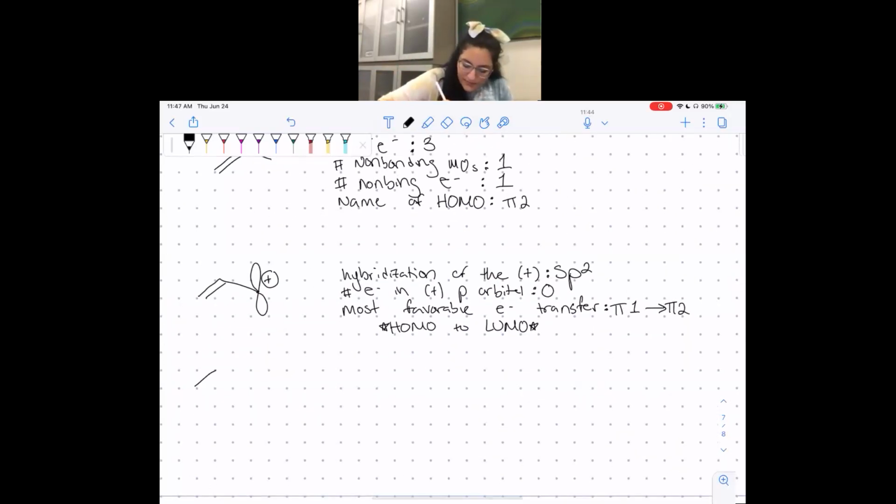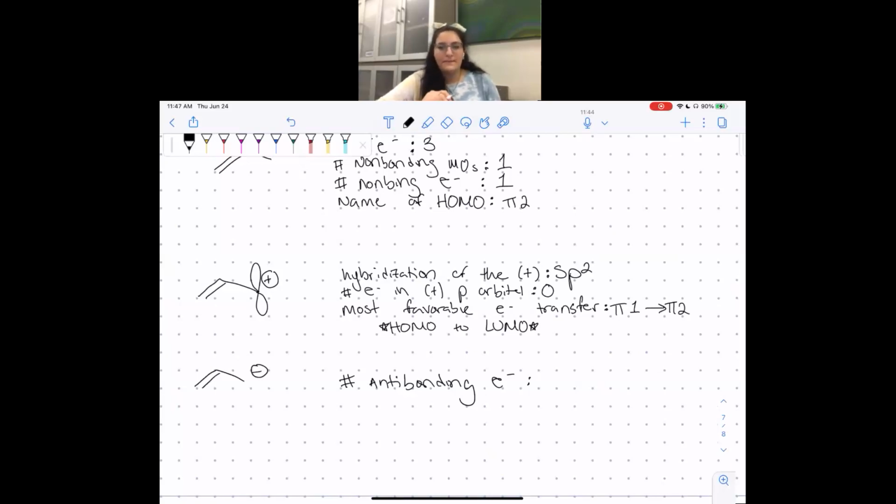So let's say we have the anion now. So how many number of antibonding electrons? So in the ground state, how many antibonding? 0, exactly, because there's only 4 electrons and that only fills up 2 energy levels. So the antibonding is 0.